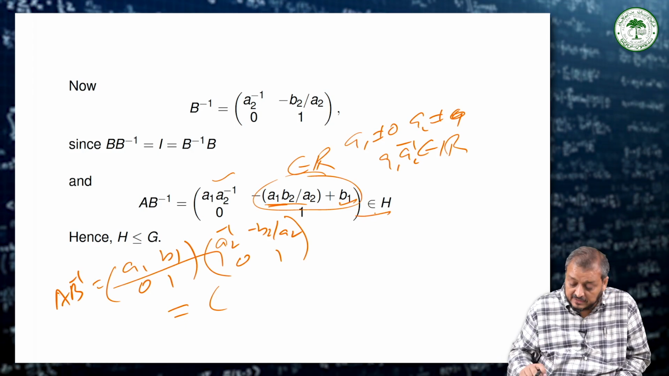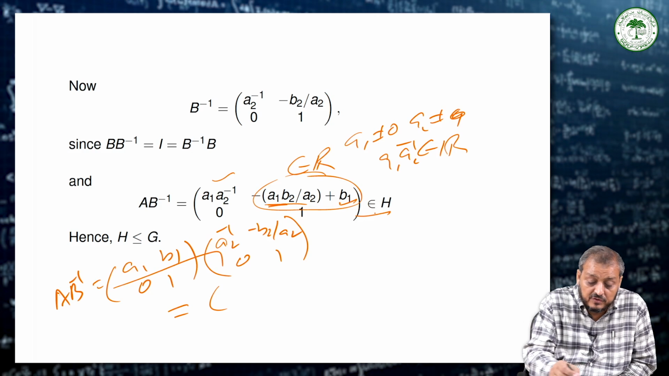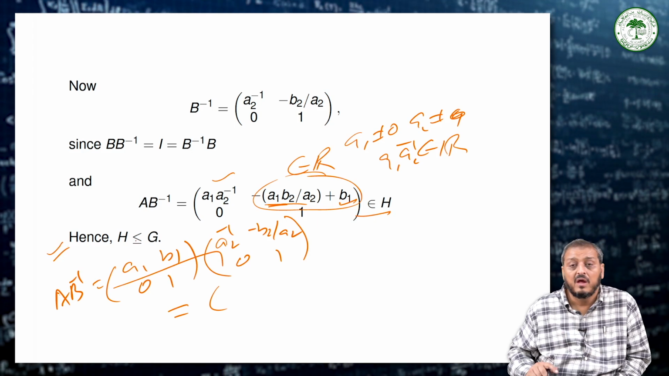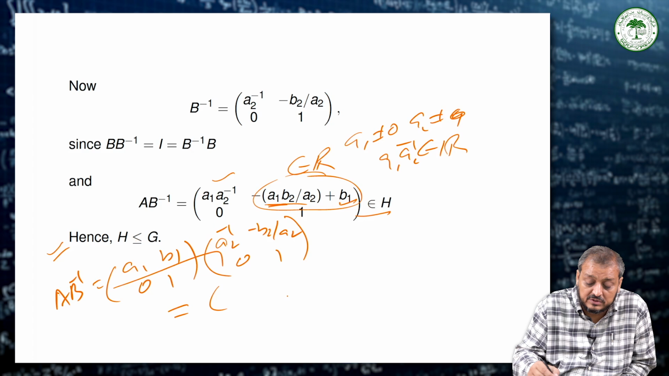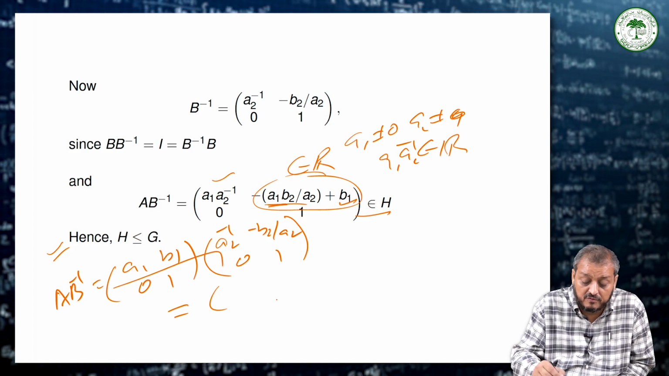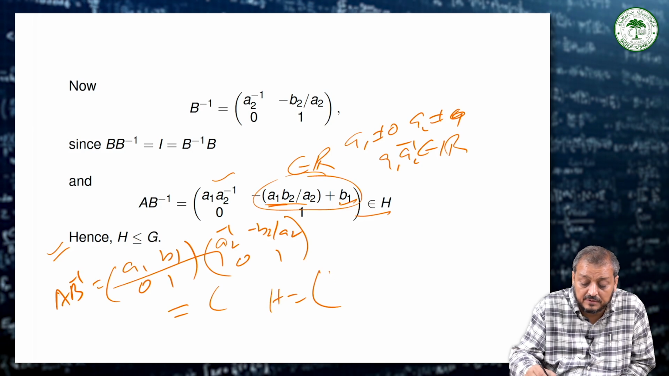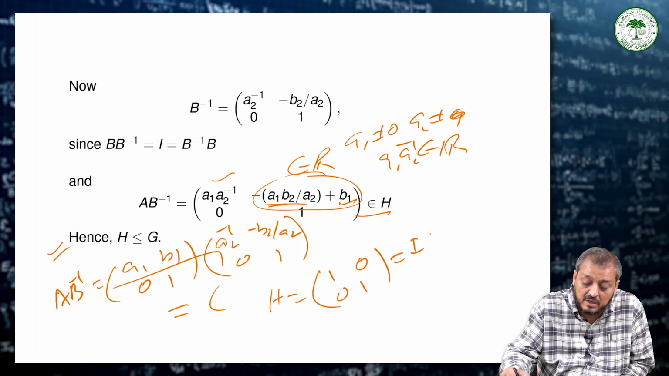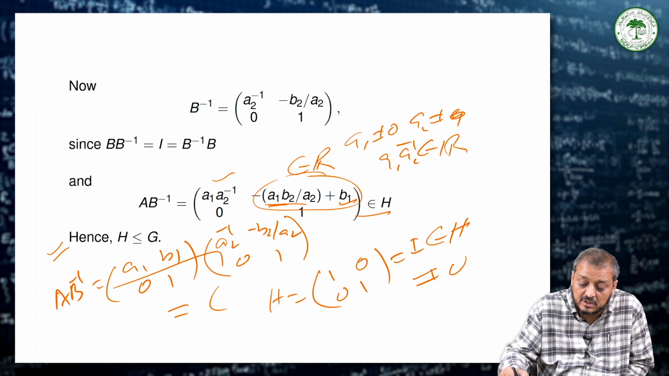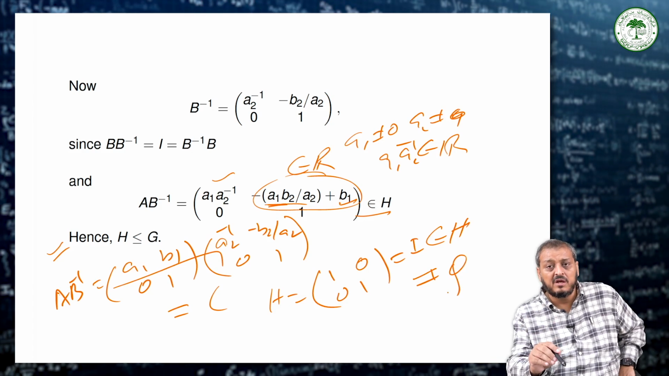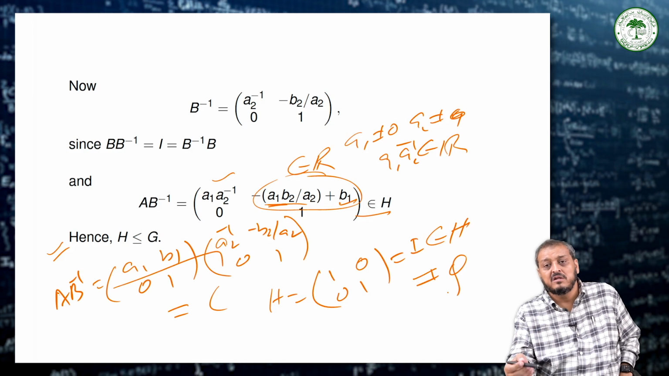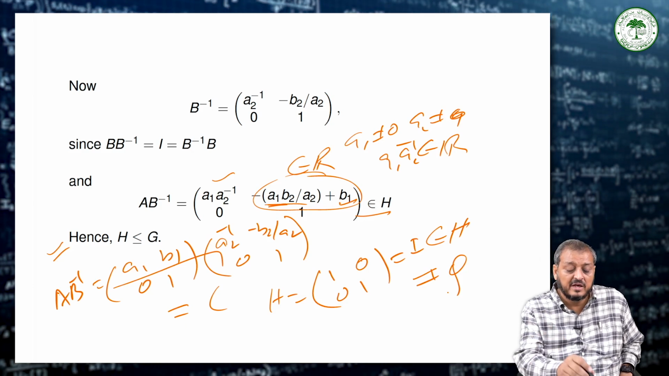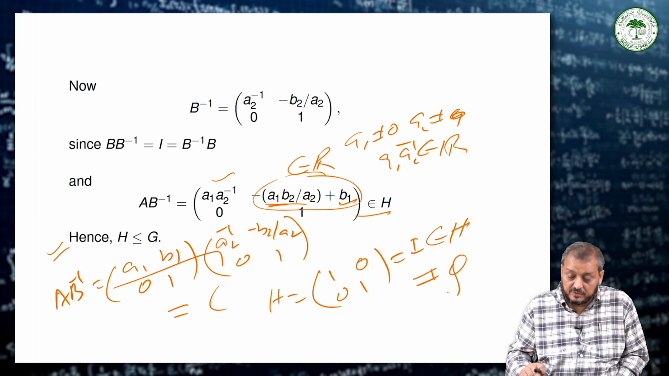So if this AB inverse is an element of H, we can say that H is a subgroup of G. We have already shown that H is clearly non-empty, because H is of this type, we take 1 0 0 1, which is clearly the identity element, and the identity element always belongs to H. So H is non-empty and AB inverse also belongs to H. Then by the subgroup criteria theorem, we can say that H is a subgroup of the group G.